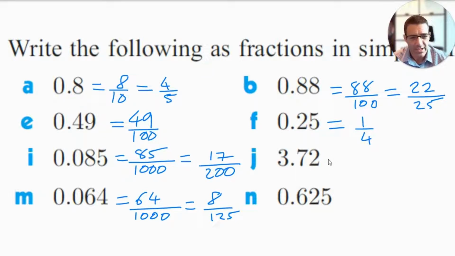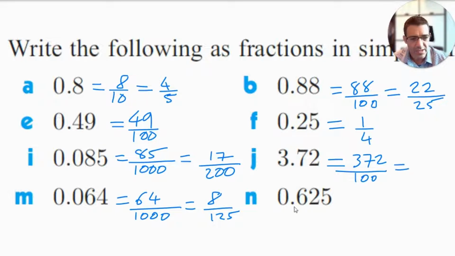Okay, this one's going to get a little bit dicier. You could say 3 and 72 hundredths. You could do mixed numbers here, but I think that the question says fractions specifically. It doesn't say mixed numbers. So because it says fractions, I'm just going to go 372 over 100.